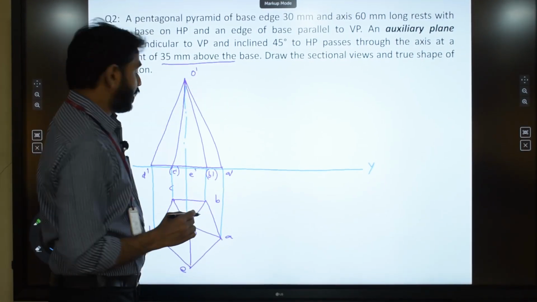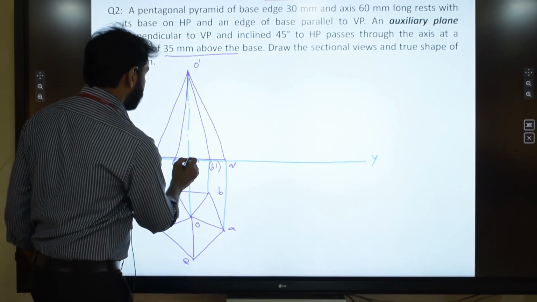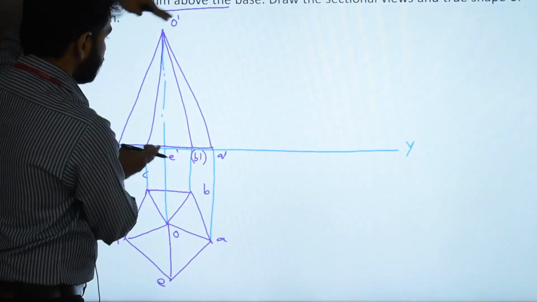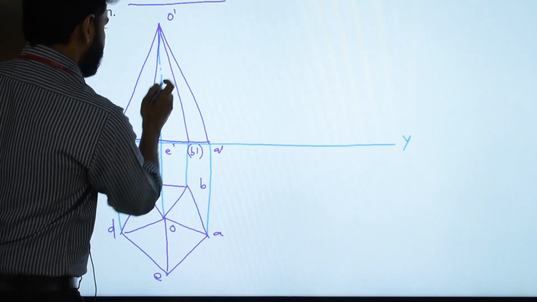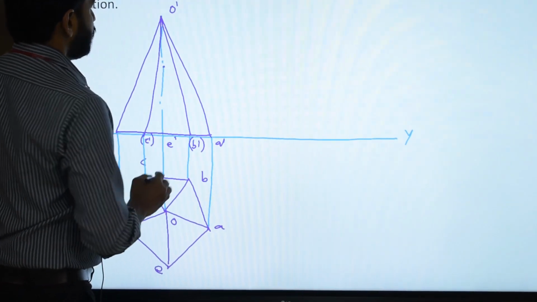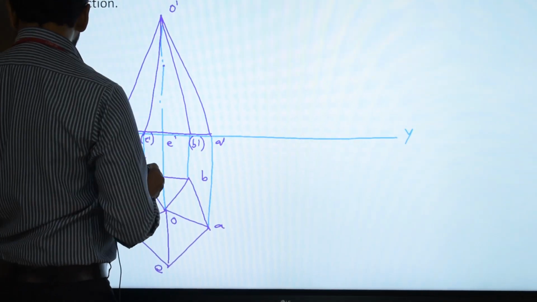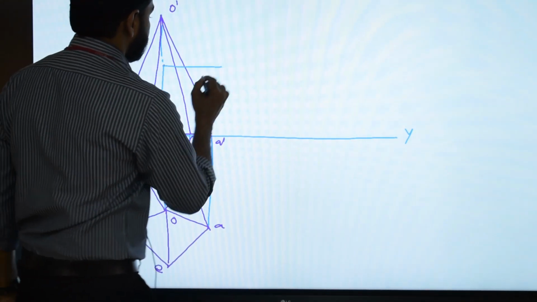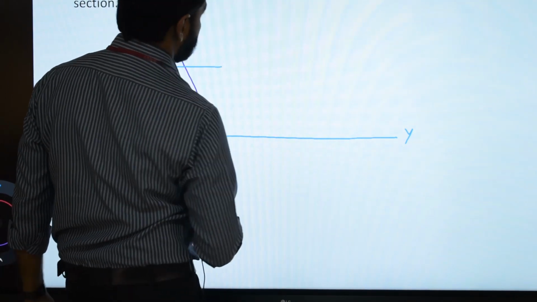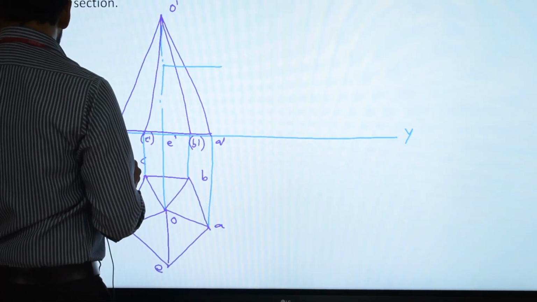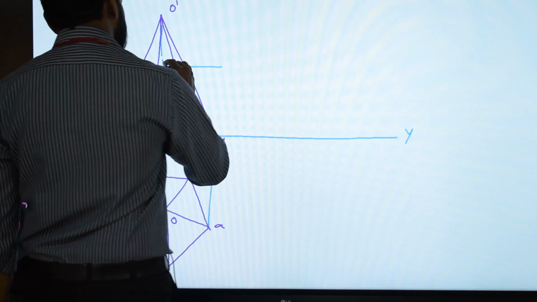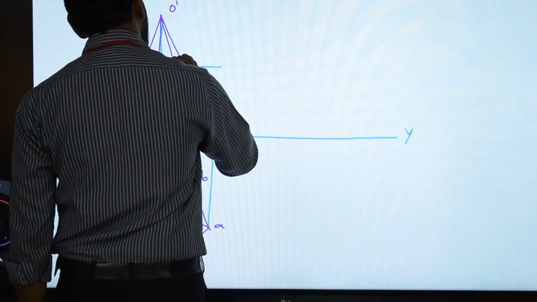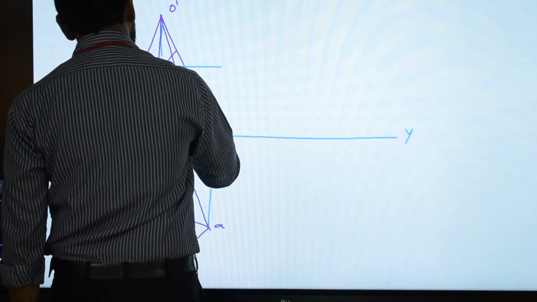I have to identify a point. So measure 35 mm. The total height is given to be 60. So measure 35 from the base and mark the point. Now through this point I need to draw the section plane which is inclined to HP by 45 degrees. So at an angle of 45 degrees you need to draw the section plane.